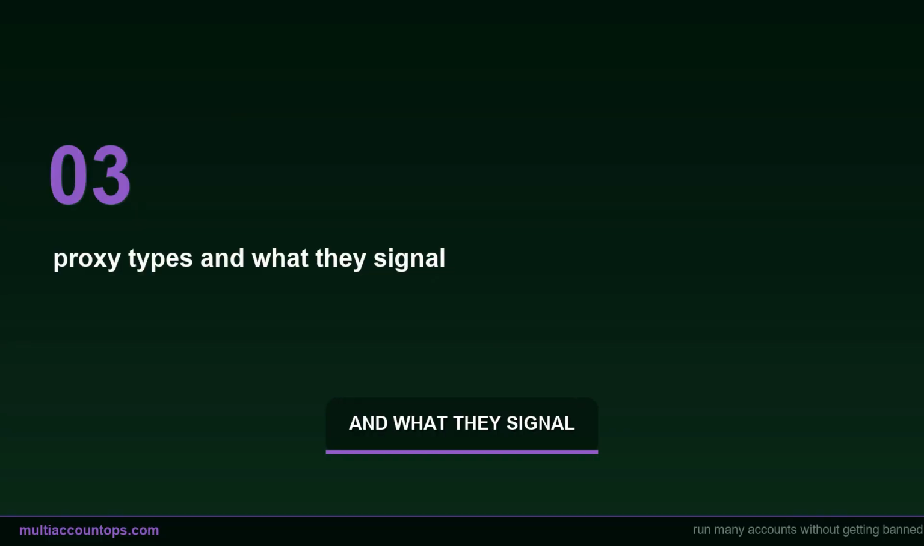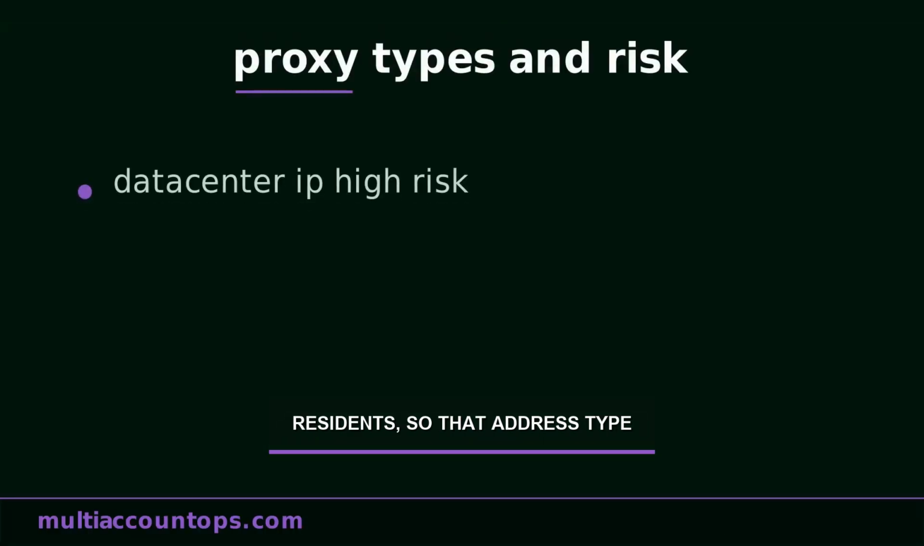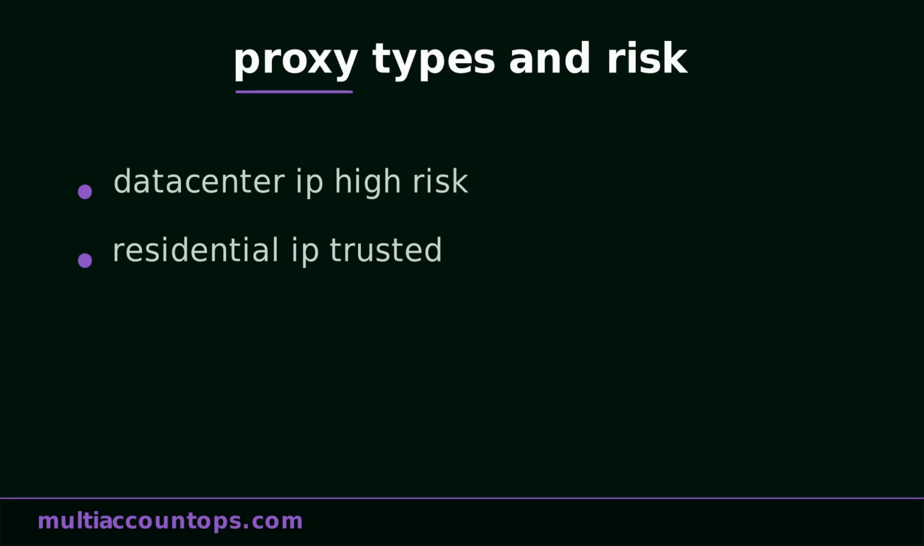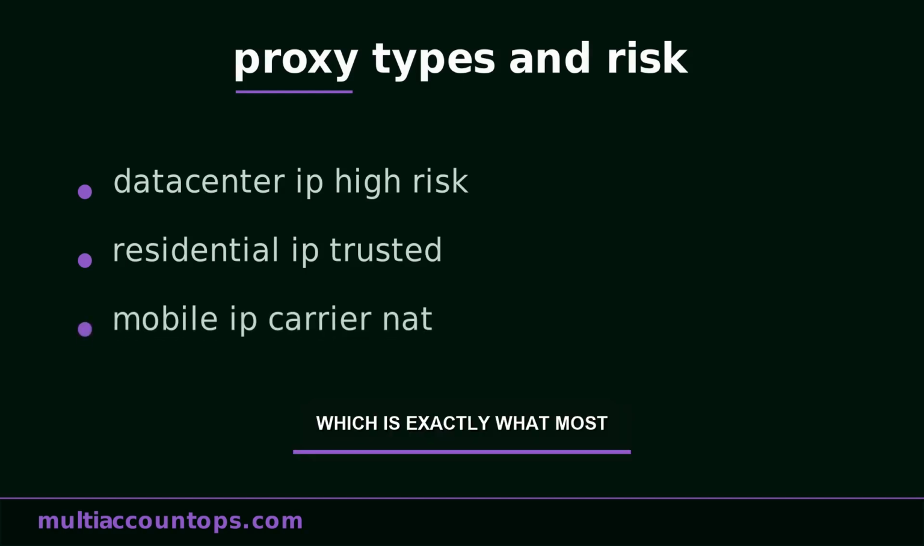Proxy types and what they signal. Not all proxies read the same way to a platform on the other end. A data center IP is cheap and fast, but it's registered to a hosting company, and hosting companies don't have residents, so that address type carries an inherently higher risk score by default almost everywhere. A residential proxy routes through a real home internet connection and carries the trust of an ordinary ISP subscriber, which is exactly what most platforms expect from a normal user.